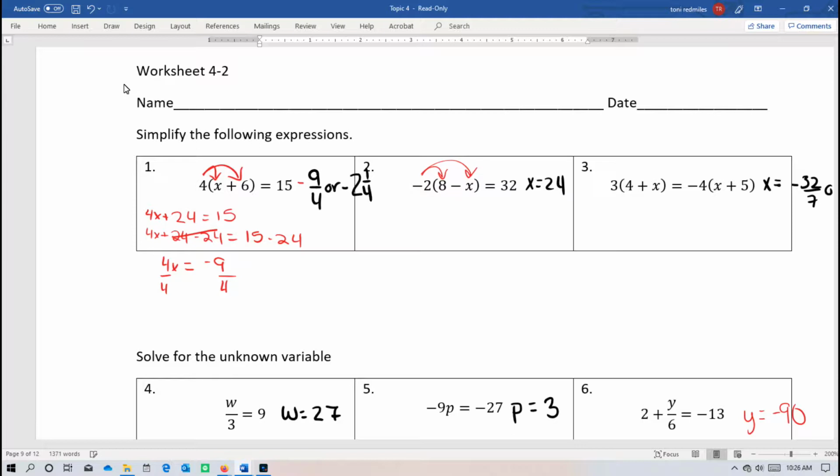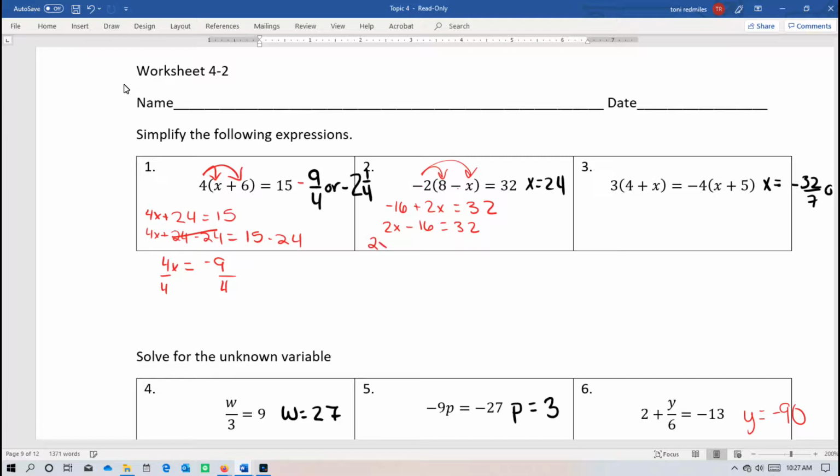Now I have to distribute through the negative 2. Do not forget the negative, okay? So that's going to give me a negative 16, negative times a negative x. It's going to give me a positive 2x, okay? All right, I'm going to flip-flop this. The 2x is still positive, the 16 is still negative, but I like to look at it this way instead.